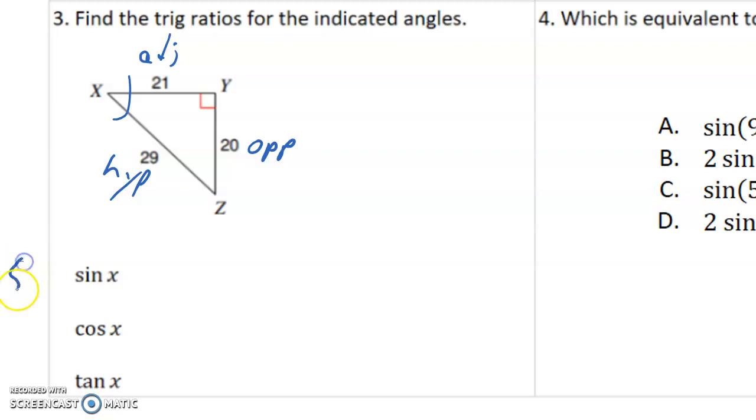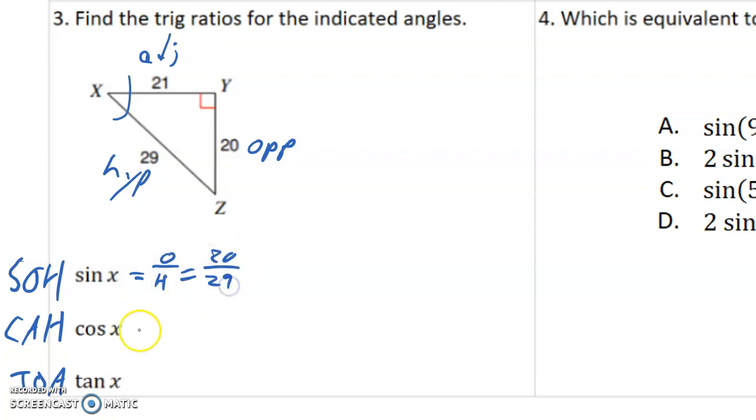So I remember the expression SOH CAH TOA. That tells me that sine is equal to the opposite over the hypotenuse, which in this case would be 20 over 29. Cosine is adjacent over hypotenuse. That means I'm having 21 over 29. And tangent is equal to opposite over adjacent. That in this case is 20 over 21.